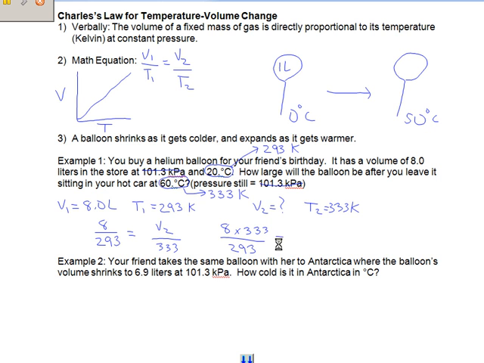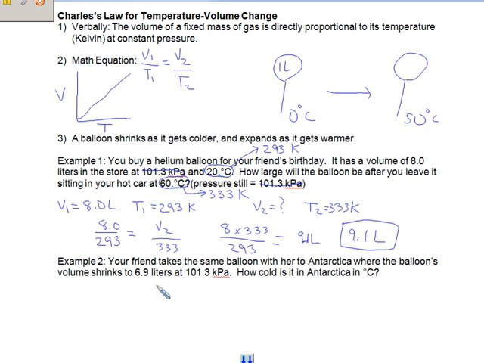And when you do that, and we use two significant figures based on the 8.0 liters, you get that your new volume is 9.1 liters. So let me rewrite that for you, 9.1 liters. Let's put a box around it to indicate you're done.